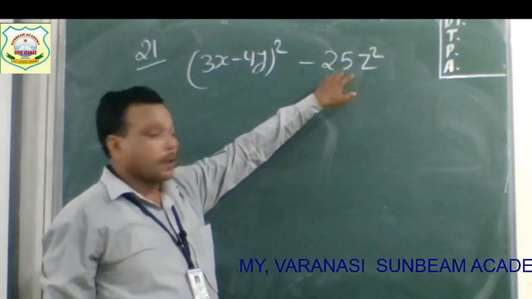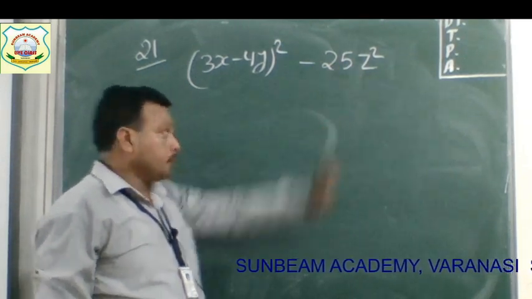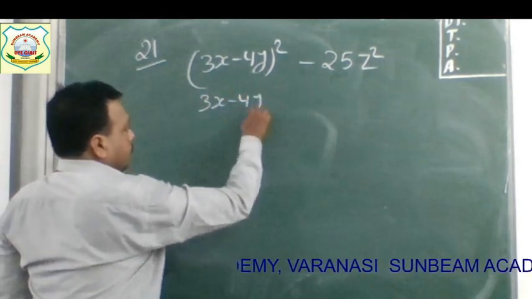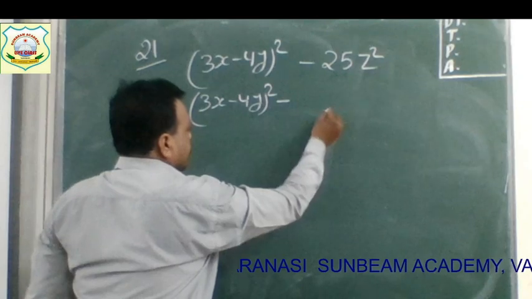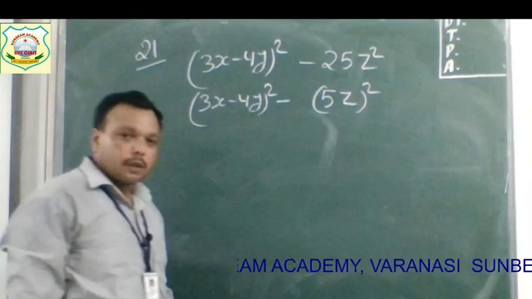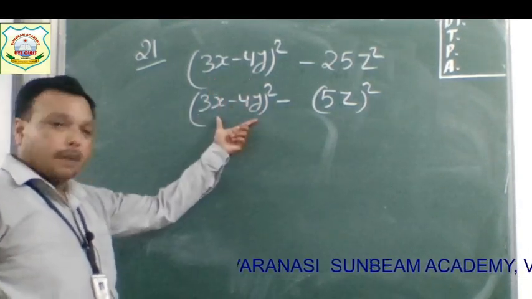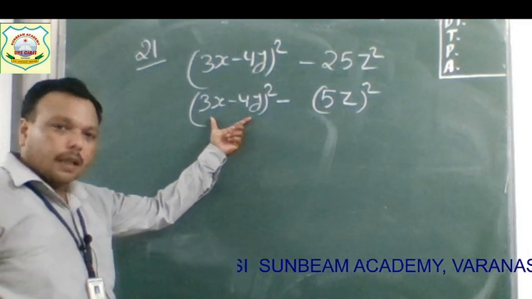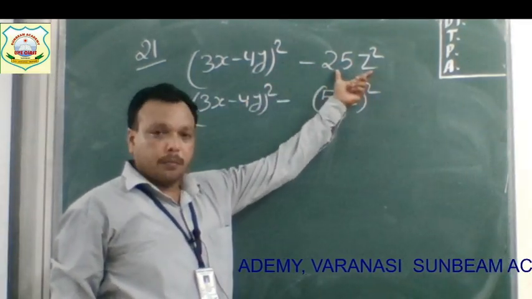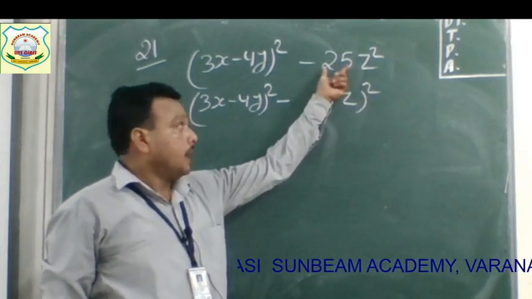So what are we getting? 25 is the square of 5. 5 into 5 is 25. So, students, (3x minus 4y) whole square minus (5z) whole square. Students, what have we done? (3x minus 4y) whole square is in the form of a square, minus 25z square, which is not in b square form because z is already squared, but 25 is not a square.